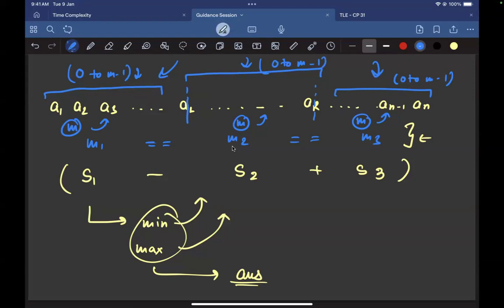Now, let's say you pick up any element from 0 to m minus 1. If it has to be present in 3 places, then it needs at least 3 frequency, right? If it doesn't have 3 frequency, then how will m be a max? M cannot be a max, right? Does that make sense? Everyone agreed? I hope this part is clear.